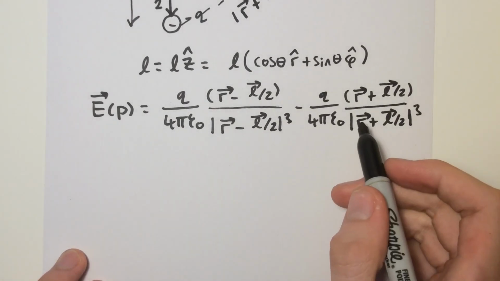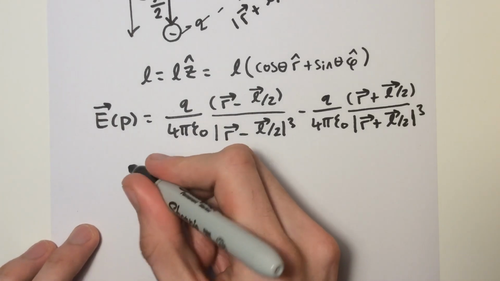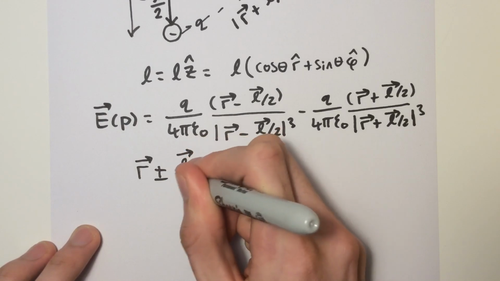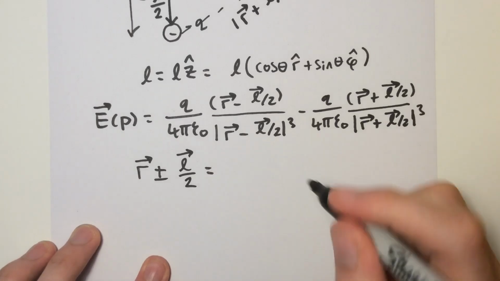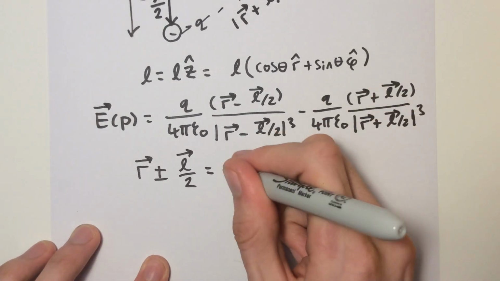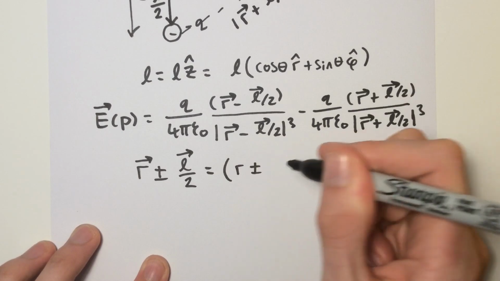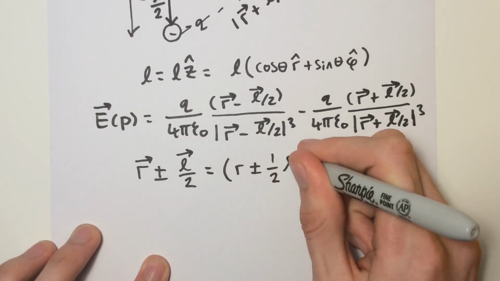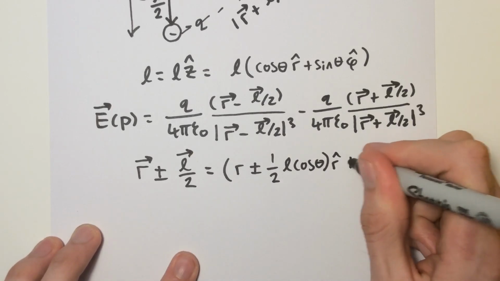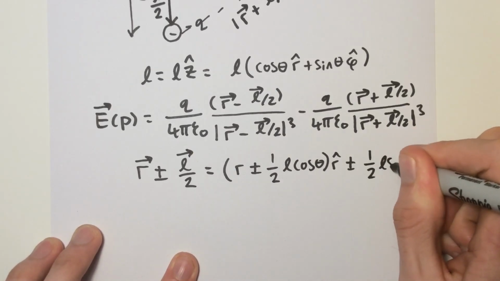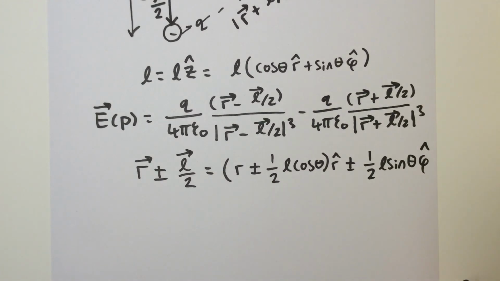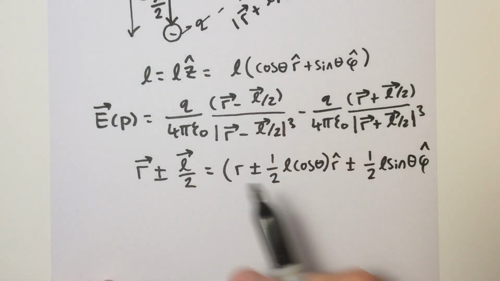Okay, so we have positive and minuses here. We can take those and say we have R plus or minus L over 2. Okay, using our definition for z hat in terms of our r hat and theta hat, this is going to be the same as R plus or minus a half L cos theta r hat, and then plus or minus a half L sine theta theta hat. Okay, simply using our definition here.